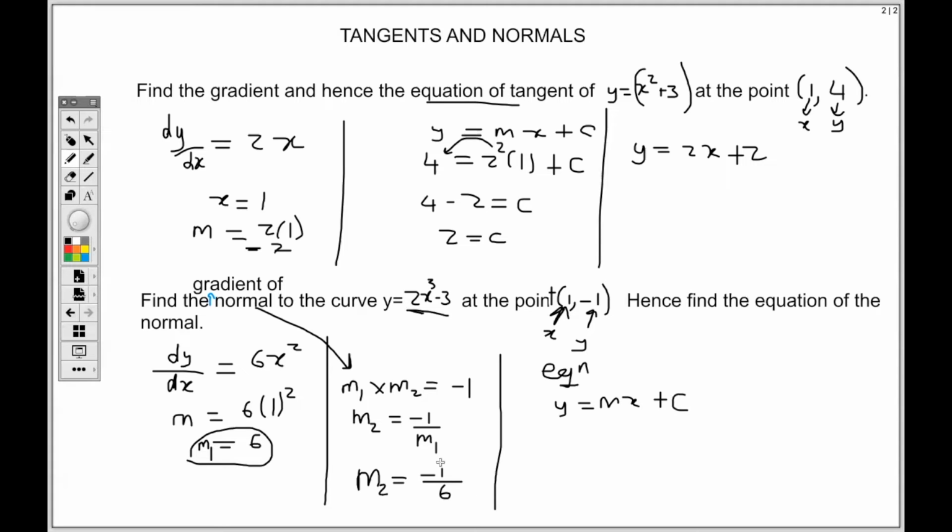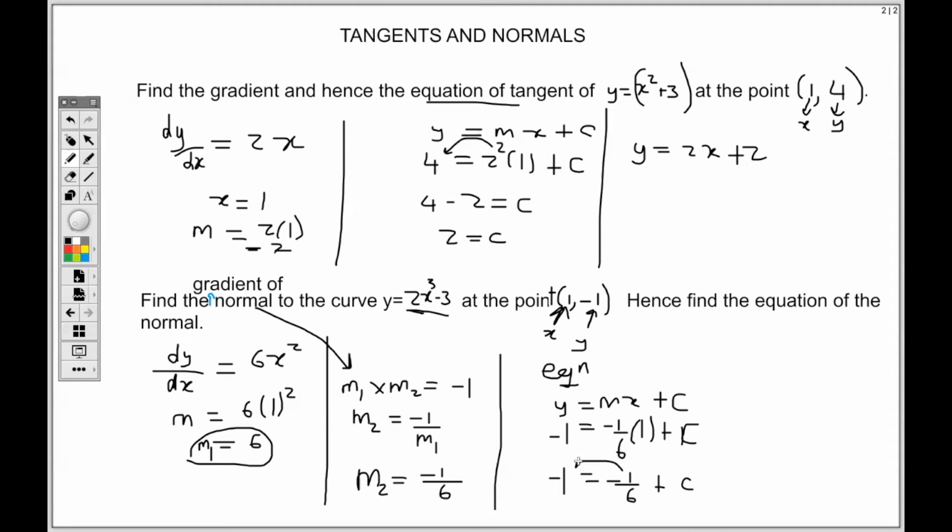I know the gradient is negative 1 over 6 because it's the gradient of the normal I have to use. And we also have y to be minus 1. So we have m is minus 1 over 6, x is 1, and then we have our constant. That should be a c. I'm going to correct it in the next line because I never realized. So negative 1 over 6 times 1, that's negative 1 over 6 plus c.